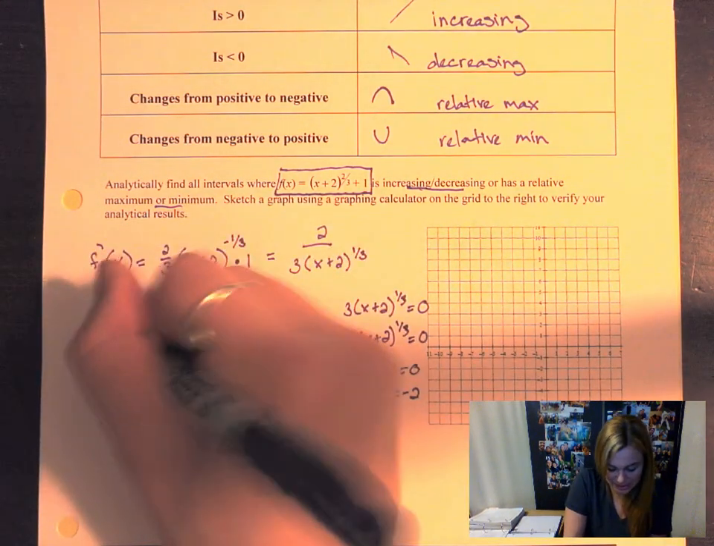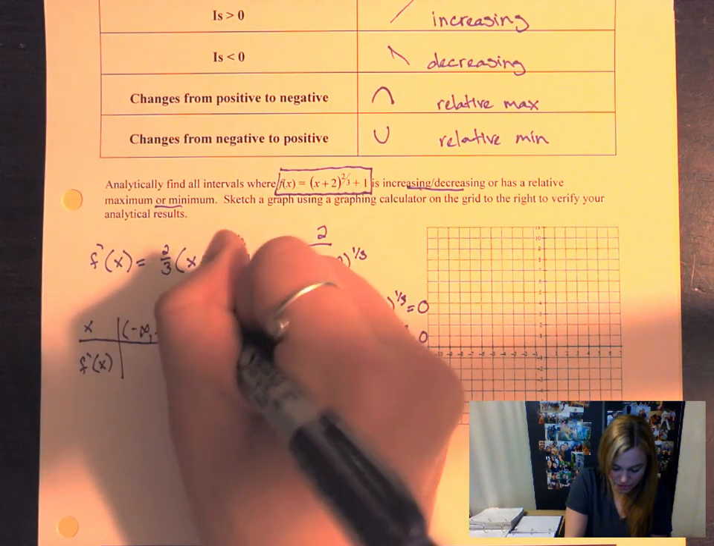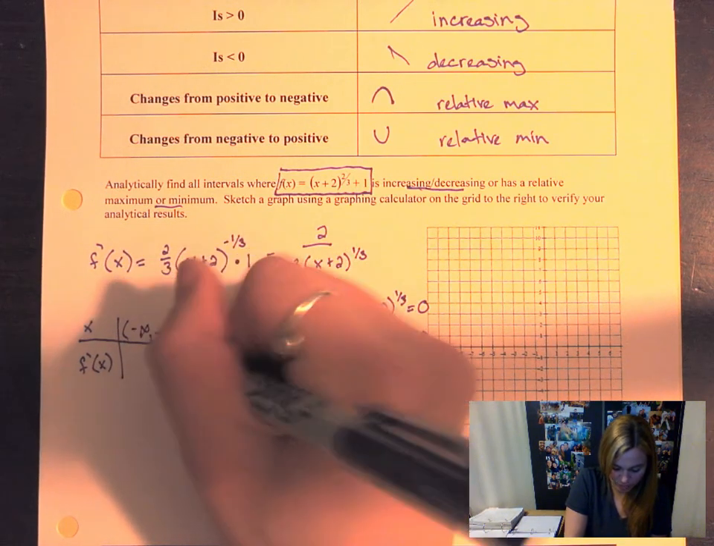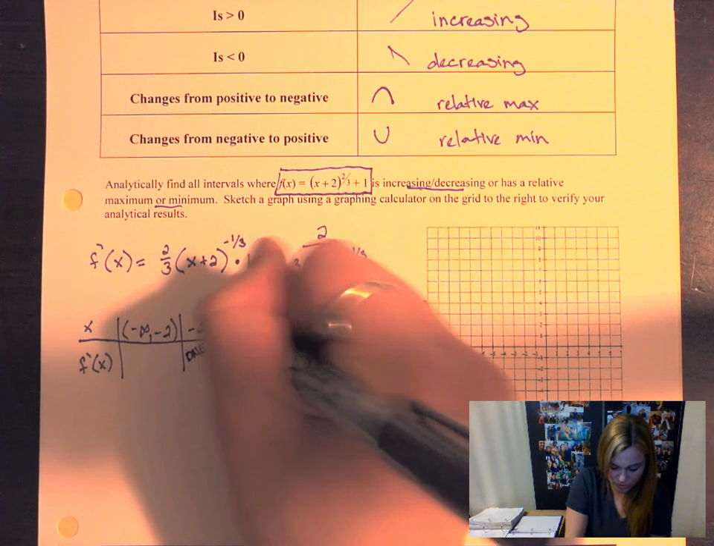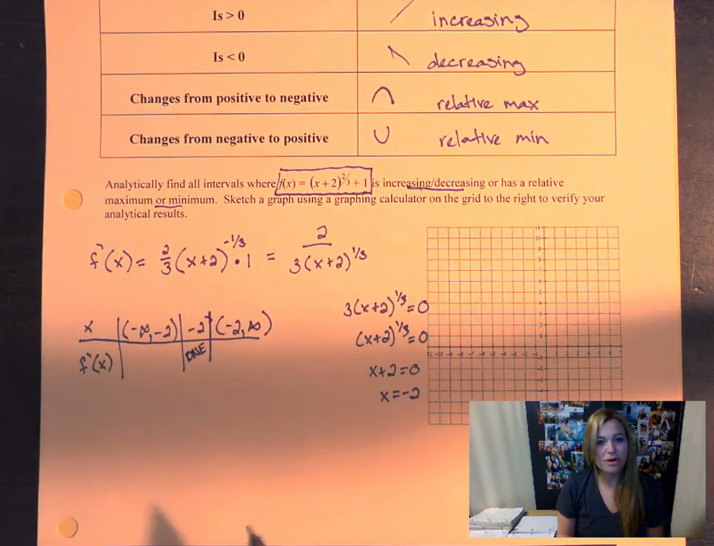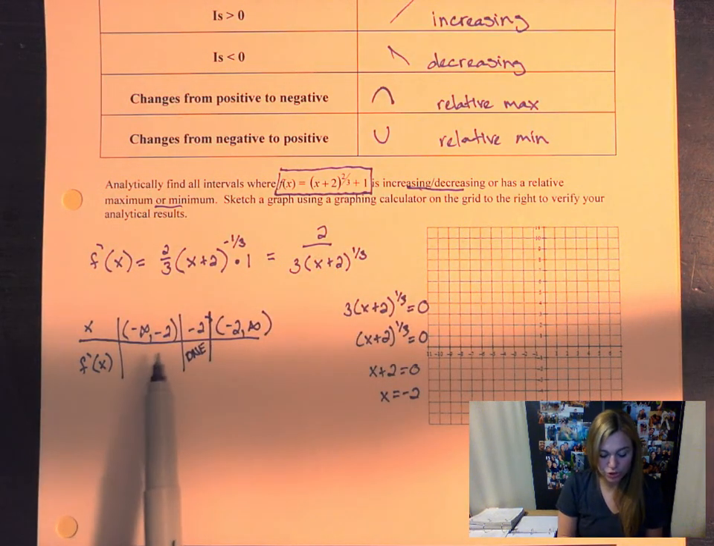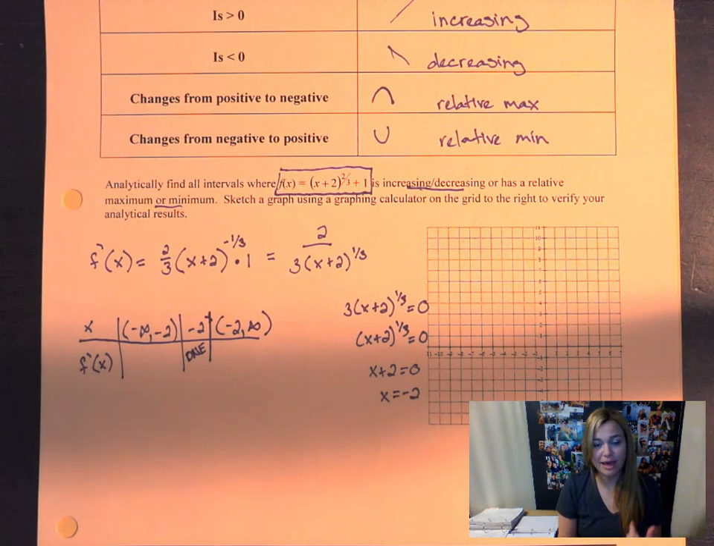So I'm going to say negative infinity to negative 2. At negative 2, f prime does not exist. And then I'm going to say negative 2 to infinity. And then remember, I feel like I'm going way back. You choose your favorite number between negative infinity and negative 2, and then substitute that back into the derivative.